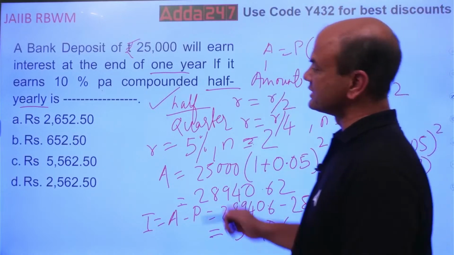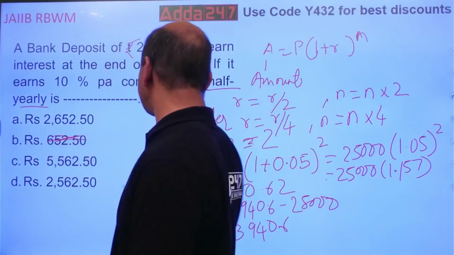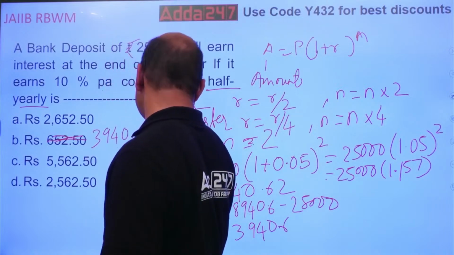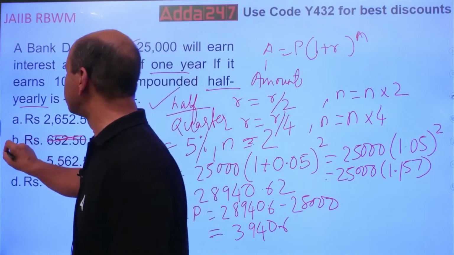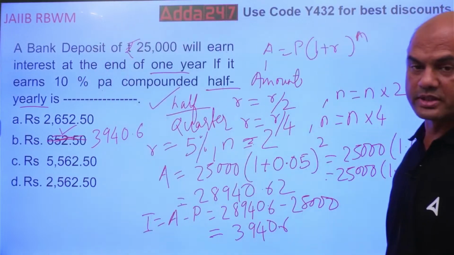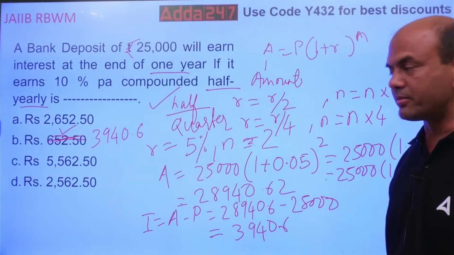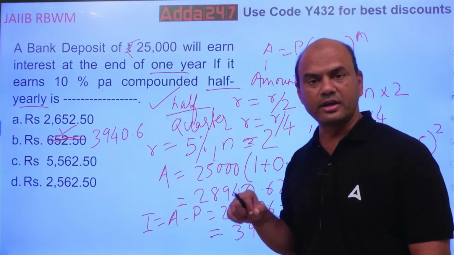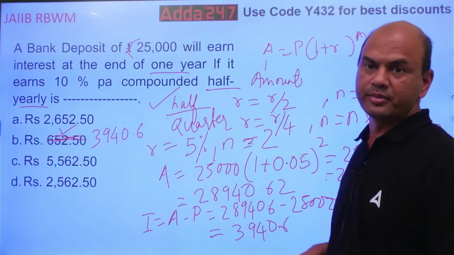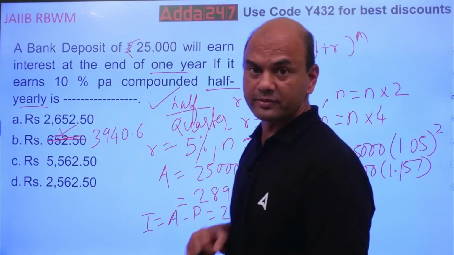So the answer is over here: 3,940.6. This is your answer. Got it, everyone? So kindly remember, whenever you are doing it half yearly, it means R divided by 2 and N multiplied by 2.